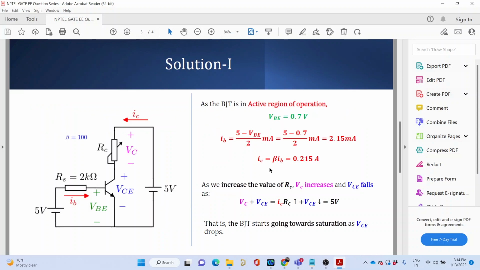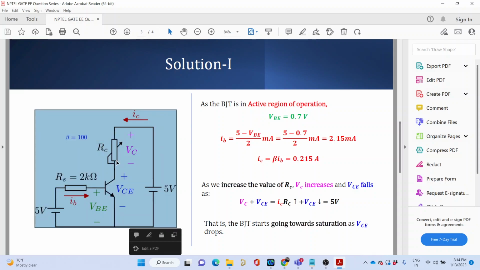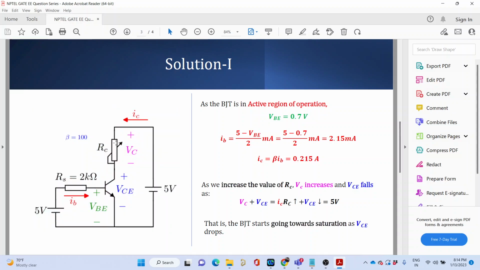Let me move to the next slide. I am saying that RC is a variable resistance, a potential divider, what we say, potentiometer, and I am varying RC. Can you tell me what is the problem which drives this BJT into saturation? I have written it over here also. Okay, let me just say it then.